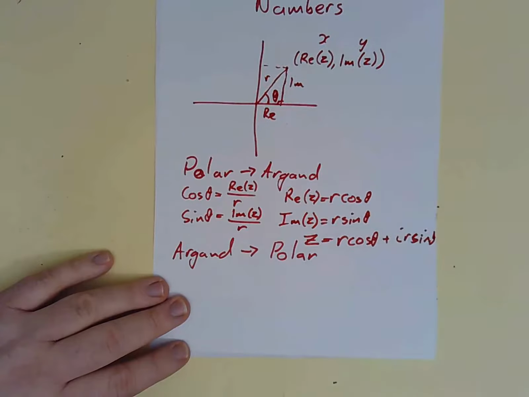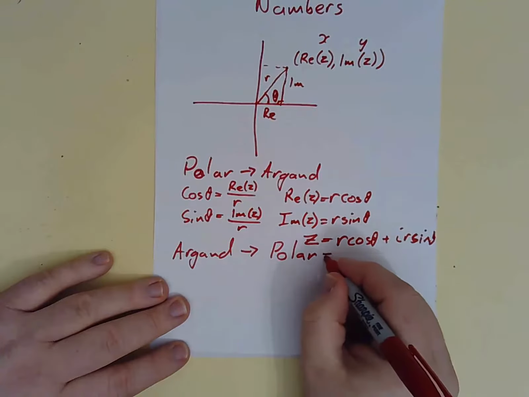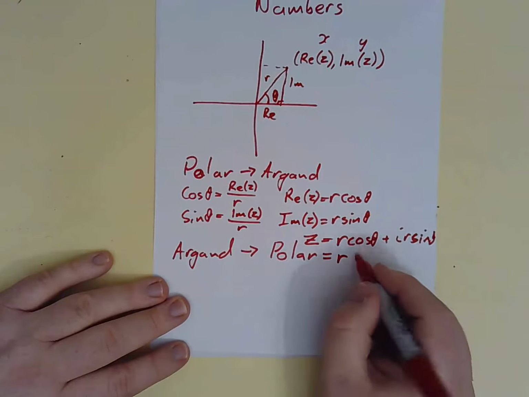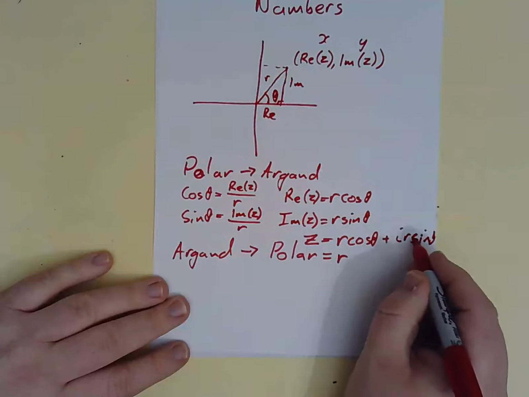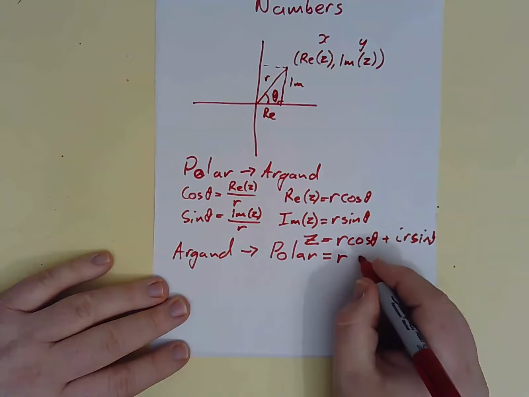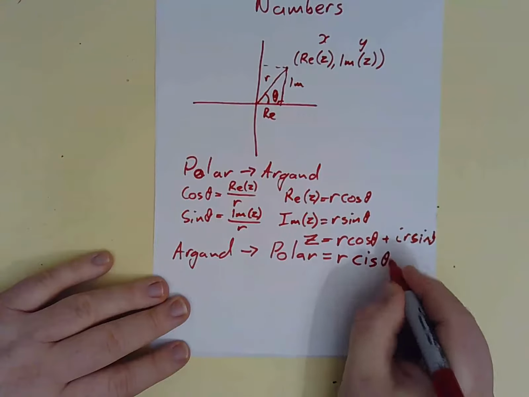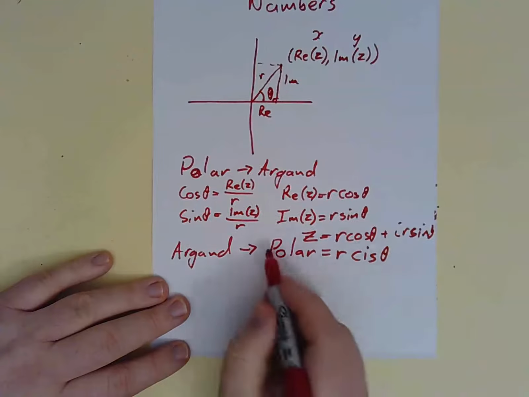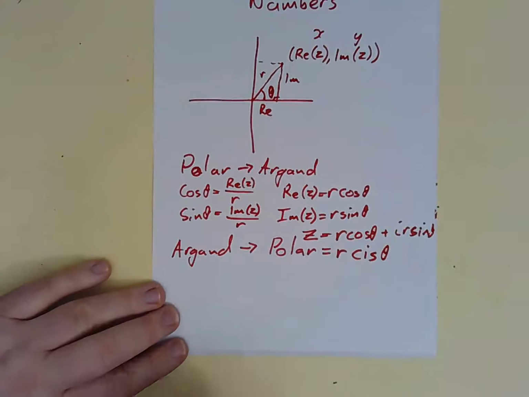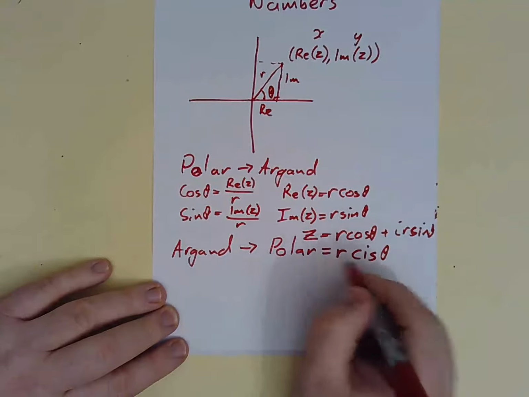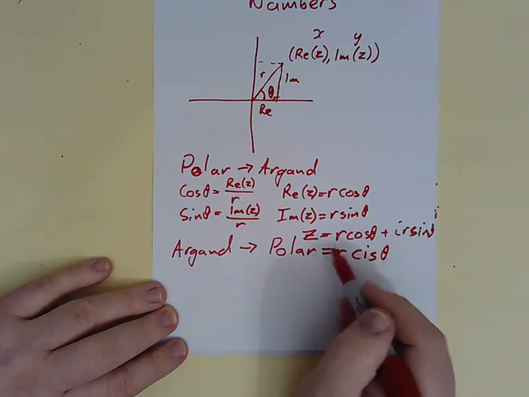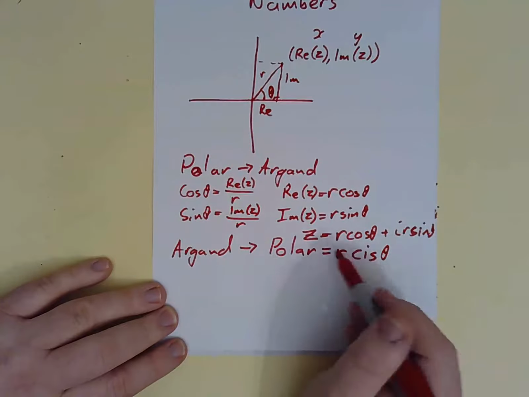Now we could pull out that r, and we can write that in a short form. So we go r, and then we abbreviate cos plus i sine to cis. So cis stands for cos plus i sine. And that's how we write it in polar form. Okay? And that directly translates to working out what our argand form is, because if you just calculate what the sine and the cos is, you can plug them back into your expression.